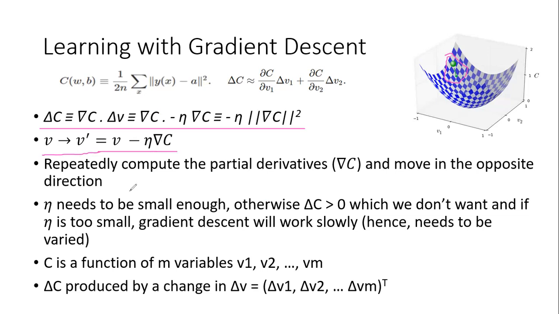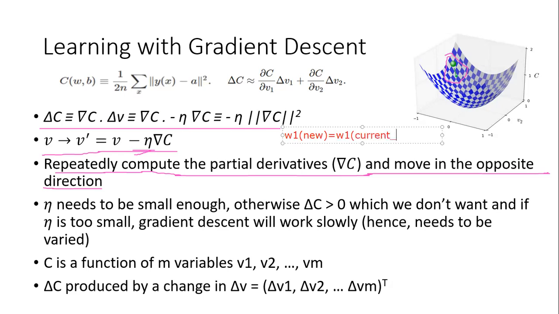So what I do is that at each learning step, I compute the partial derivative factor and move in the opposite direction. How will I move in the opposite direction? By doing minus the learning rate. So W1 new equals W1 current minus eta multiplied by dC over dW1. This question is understood, right?